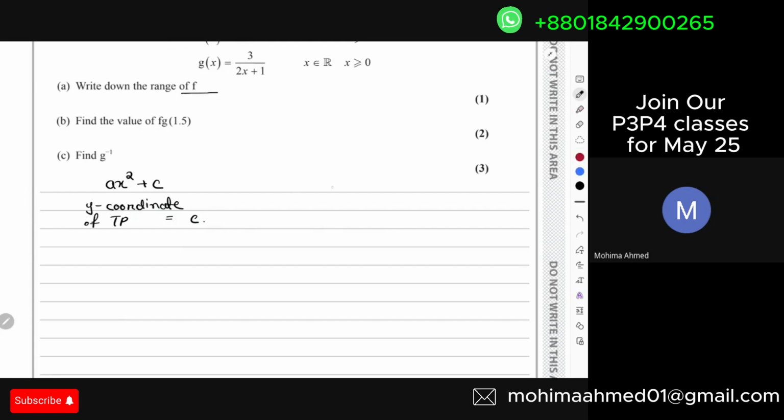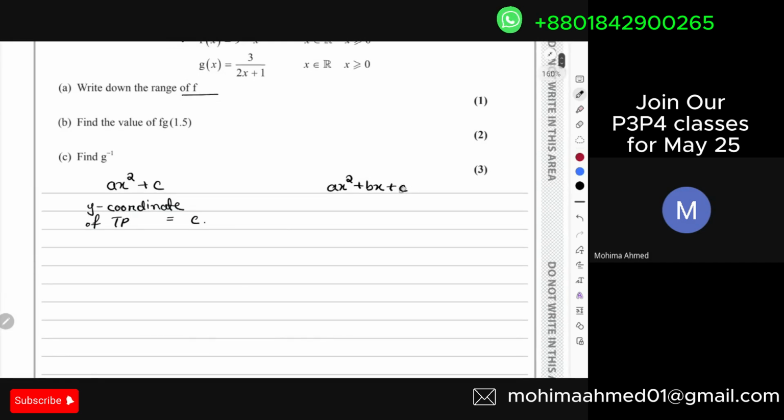But if the question is given in the format of ax squared plus bx plus c, then there is no hint. I cannot say that over here the c is your y coordinate for the turning point. This is your y-intercept on the graph, but never the turning point. Sometimes it could be the turning point by coincidence, but by default, it's not always the turning point. In this kind of case, you have to do the completing the square format, right? Write your answer in this format, and then you get the turning point's coordinate as minus b and c. And from there, you can understand that this capital C is your turning point's y coordinate.